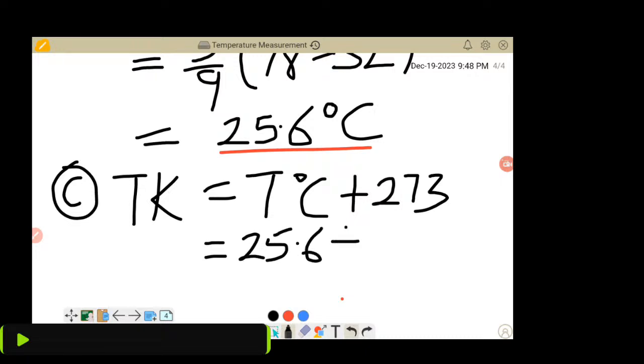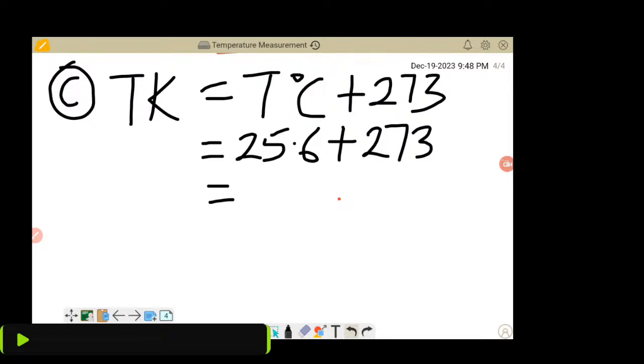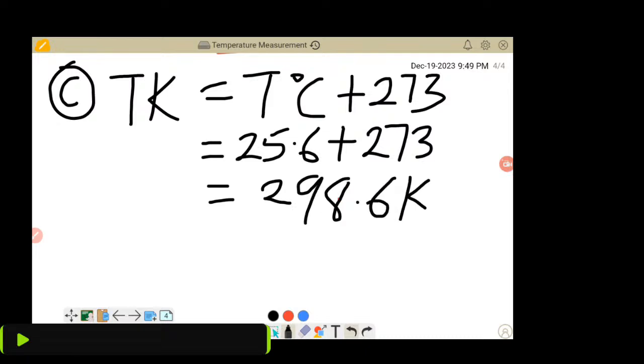Let's substitute it into this equation, and that will give us 25.6 plus 273, and this will give us 298.6. With the help of a calculator you can easily get that Kelvin. So which means that the temperature of 78 degrees Fahrenheit is equal to 25.6 degrees Celsius and 298.6 Kelvin. That is what the solution is all about.